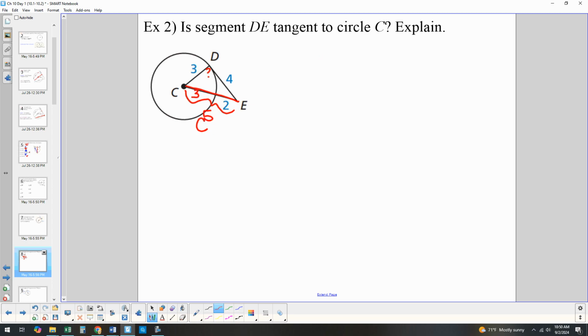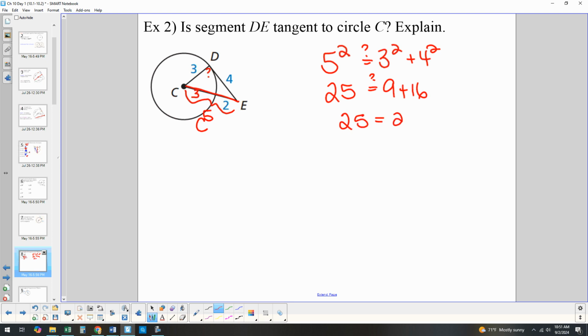So we're going to check, is 5 squared equal to 3 squared plus 4 squared? And for those of you who have memorized the Pythagorean triples, you might notice that this is in fact one. But we're still going to show that 25 does in fact equal 25. So yes. Oh, I don't need to write the so. That's silly. Yes.